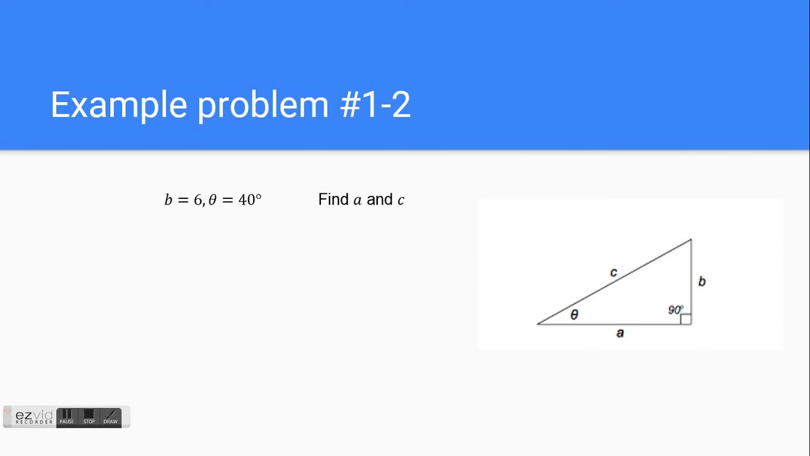Let's do another quick problem. Let's say we knew the angle was 40 degrees and we know B is 6. Let's find A and C. So basically we're reversing the problem. I can use sine of theta equals B over C. So if I multiply this out, C times sine of theta equals B, since I'm trying to solve for C, I multiply C over to the other side. And divide both sides by the sine of theta. C is equal to B over sine of theta. And so C is equal to 6 divided by the sine of 40 degrees, and that's 9.33.